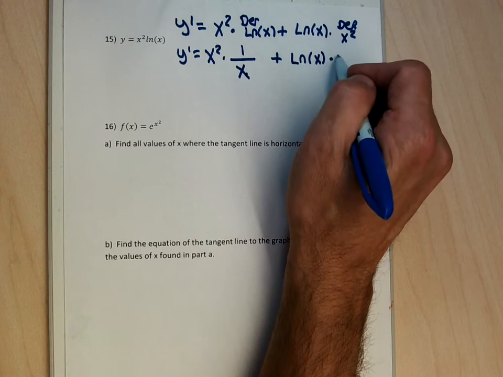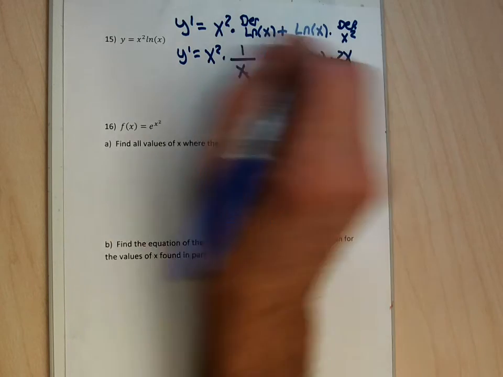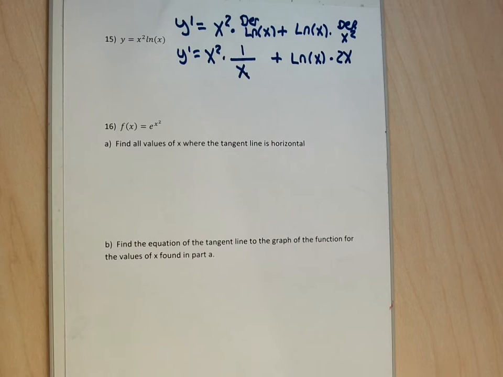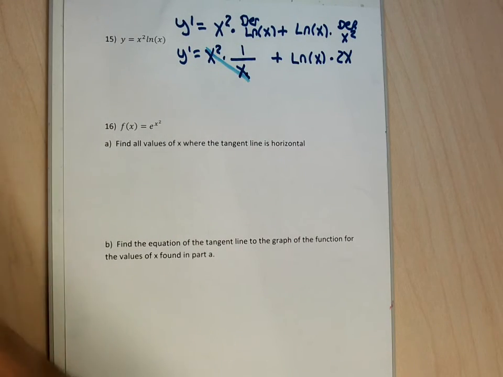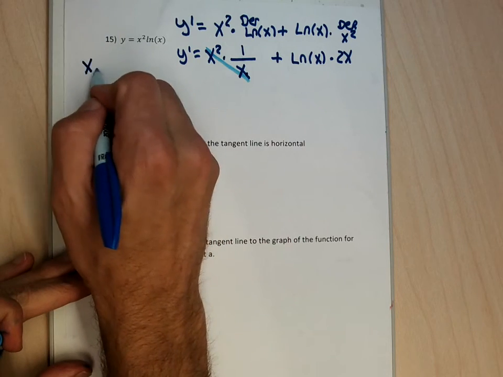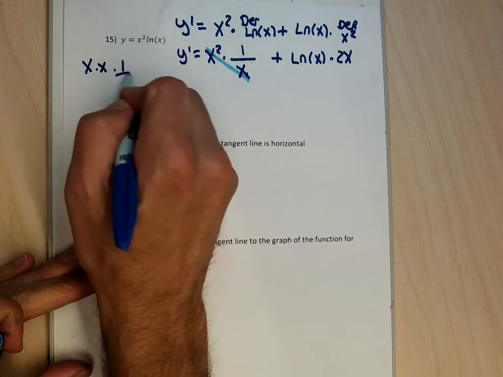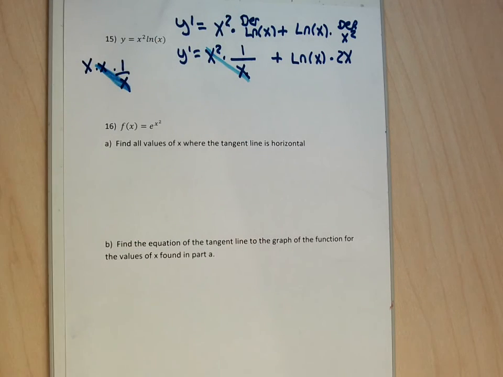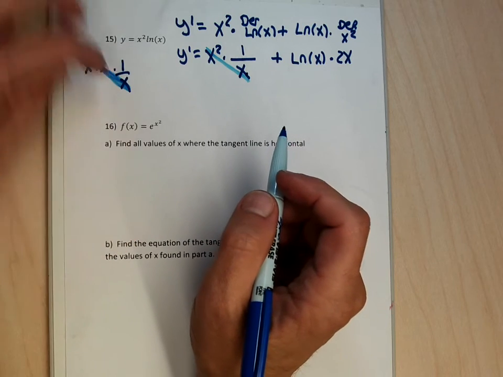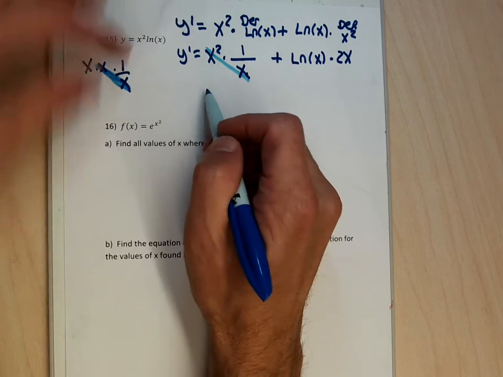The derivative of x squared is just 2x to the first power. The only thing I'm going to do to clean this up is cancel one of these x's. Technically, this x squared is x times x, and then it's times 1 over x. I can cancel one of the x's from the x squared with the x in the denominator, cancel out the fraction, and leave myself with x times 1, which is just x.